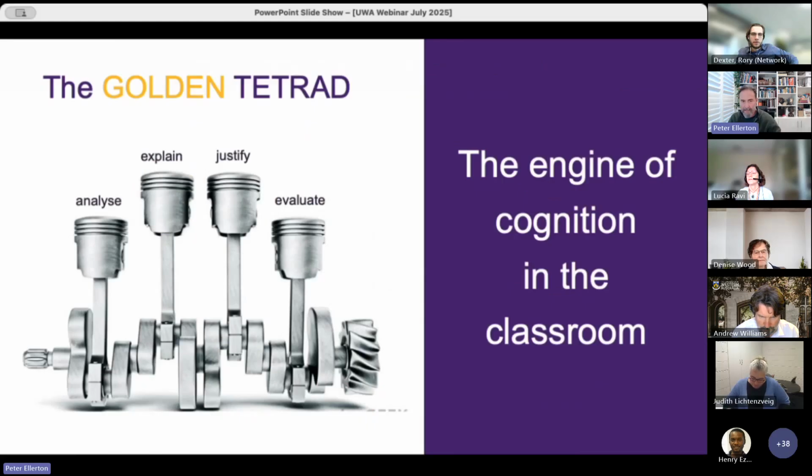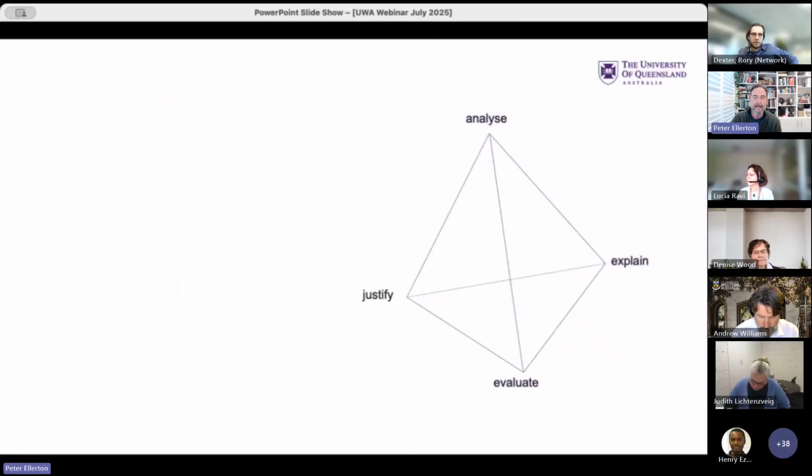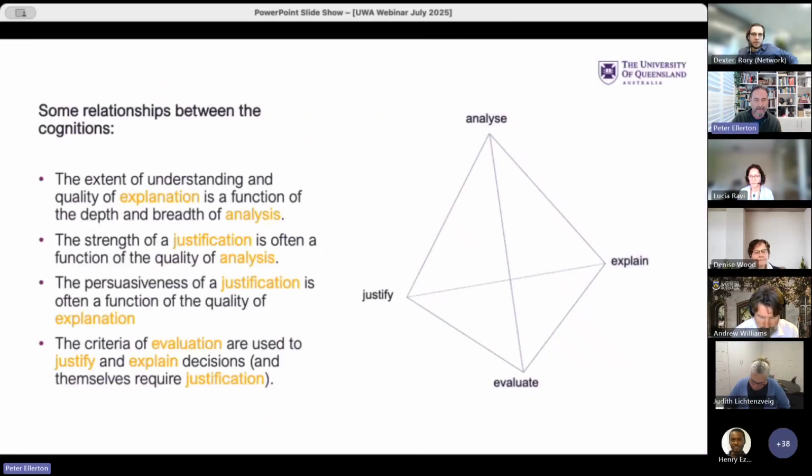Just to get a little bit memey there, we go, the engine of cognition of the classroom, these 4 skills constantly in play. And there's lots of ways to understand the connections. The extent of understanding and the quality of explanation is a function of the depth and breadth of analysis. The strength of a justification is often a function of the quality of analysis. So if we want to justify why we would do something here, it's because we've analysed something over here.